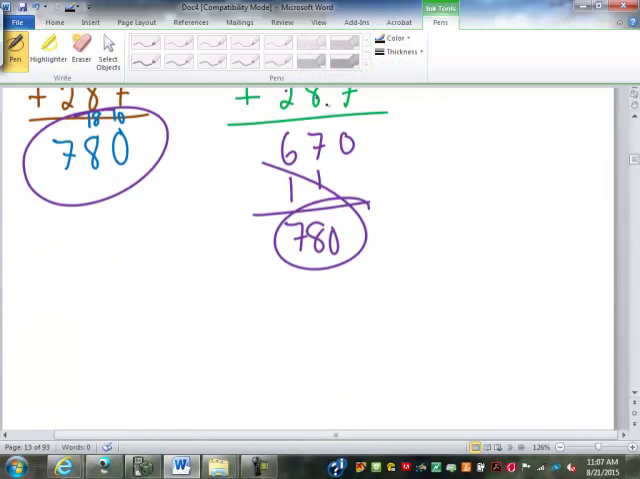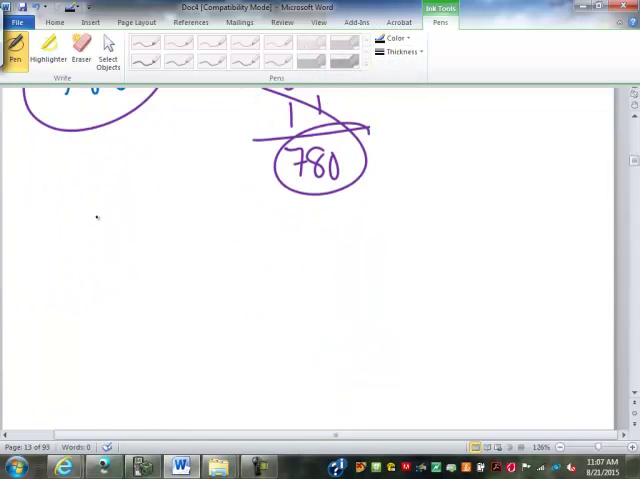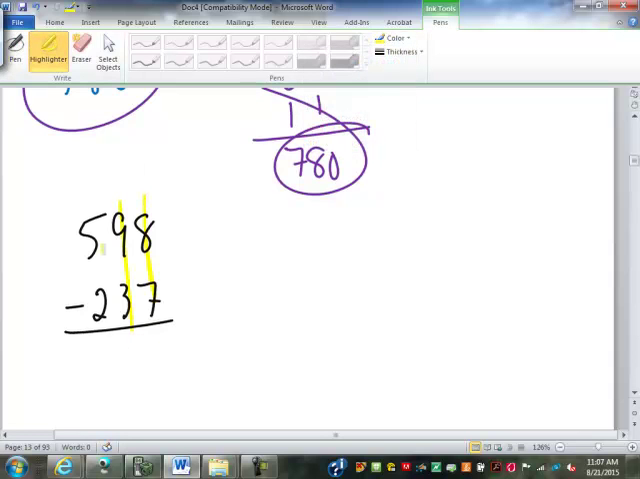For subtraction, I'm not going to write these out in long form because I think you guys get the point now that you have to line them up because of the place values. So we're going to go ahead and subtract. 5 minus 2 is 3, 9 minus 3 is 6, and 8 minus 7 is 1. Again, what did I do? I went left to right.